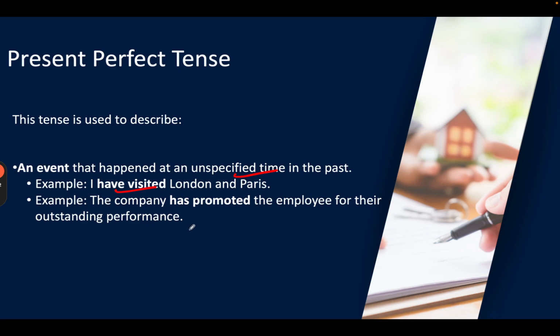The company has promoted the employee for their outstanding performance. Now, somewhere in the past, this happened, that this company has promoted. Unspecified time. Simply note that if you're talking about an action at any unspecified time in the past, and it's not specified, you want to use the present perfect tense. You want to use have or has.